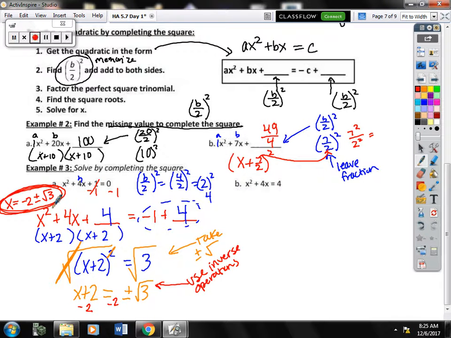If you want to split it up into 2 answers, you could. That would be negative 2 plus the square root of 3 and negative 2 minus the square root of 3. But your answer is going to stay like that. You could type it in your calculator and get a decimal, but we're going to be doing this without a calculator.